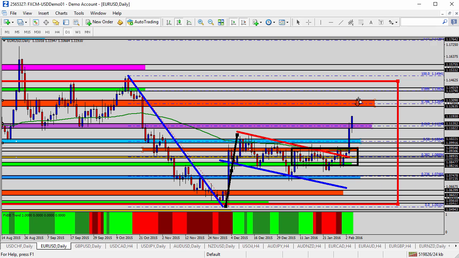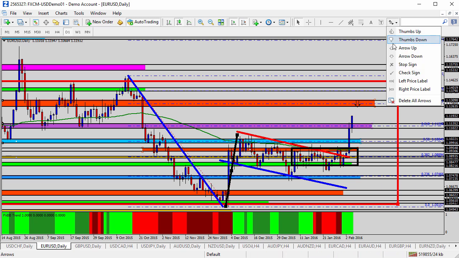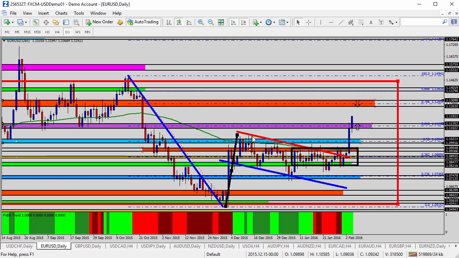So let's put some arrows here. The black arrow, the orange shaded area, represents our resistance. The purple shaded area represents our intraday support with the current momentum that we've seen here for the euro dollar. So that being said, we're right smack in the middle of that resistance and support.